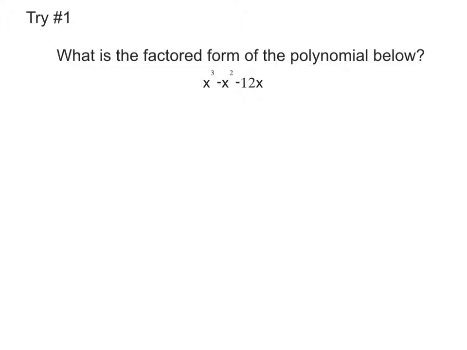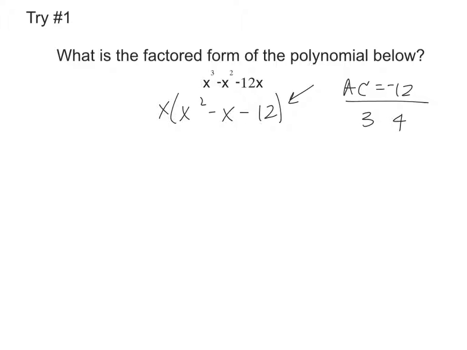Okay, let's try that again on the next example. So again, find the greatest common factor. Our greatest common factor is x. What's left over is x squared minus x minus 12. From here, we want to do AC with just this part. And the AC here will give us negative 12. Now, the factors of negative 12 that will give us negative 1 are 3 and 4, specifically positive 3 and negative 4.